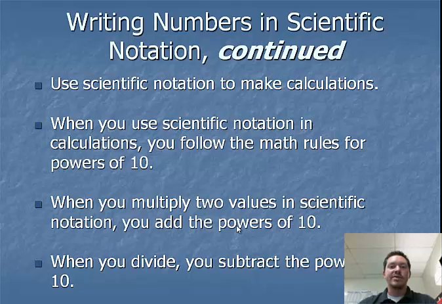We can use scientific notation to make calculations. When you use scientific notation in calculations, you follow these math rules for the power of 10. When you multiply two values in scientific notation, those exponents, or powers of 10, are going to add. And when you divide, you subtract those powers of 10. On this slide I want to go over what scientific notation looks like, a couple of rules, and then show a multiplication and division example. I'm going to use some pretty basic, simple math here.